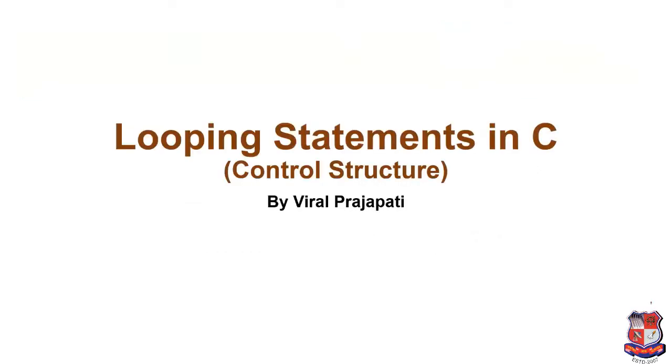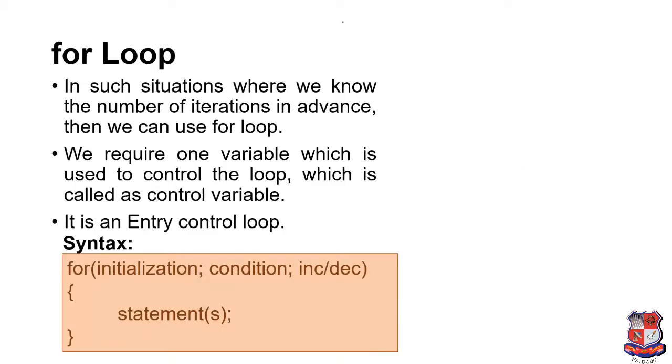Hello everyone. Since our last two lectures, we are discussing looping statements in C. In the last two lectures, we discussed the while loop and the do while loop. Today we are going to discuss the for loop. In a situation where we know the number of iterations in advance, we can use a for loop.